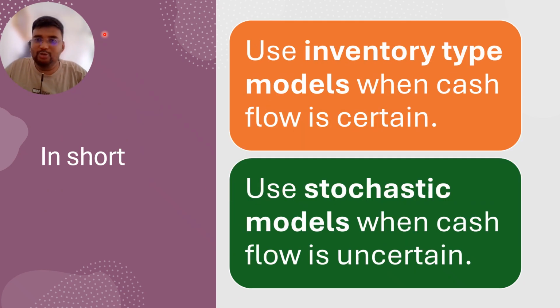So if I need to summarize it, I can say that when cash flows are certain and predictable, we use inventory type models. But when cash flows are uncertain or random, we use stochastic models. So in short, the choice of model depends upon whether the company's cash flow is stable or unstable. Unstable means unpredictable.